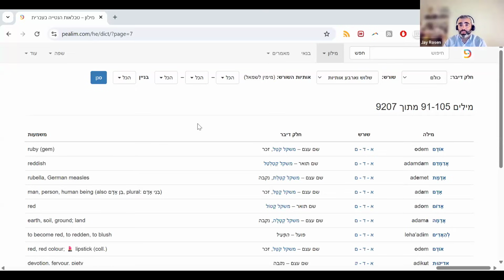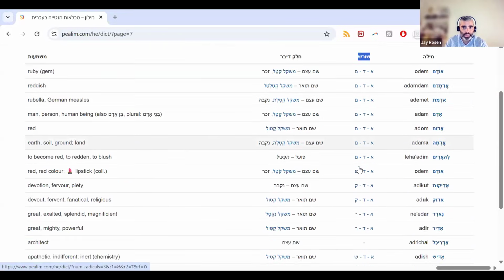Okay. But as you remember, this website lists everything by part of speech, how it's spelled, and by the shoresh. So if we look at all 9,207 entries here, you can see all of these words at the beginning have the shoresh, right? There's our word shoresh, aleph, daled, mem. All these words have aleph, daled, mem.